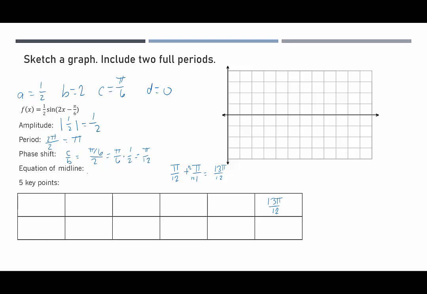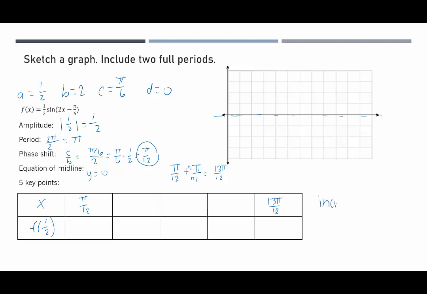The equation of the midline here will be y is equal to d, which is 0. So it's just the x-axis. Okay, let's look at our 5 key points here. Now that we have our phase shift, so remember what the phase shift tells us, we're now starting at pi over 12.